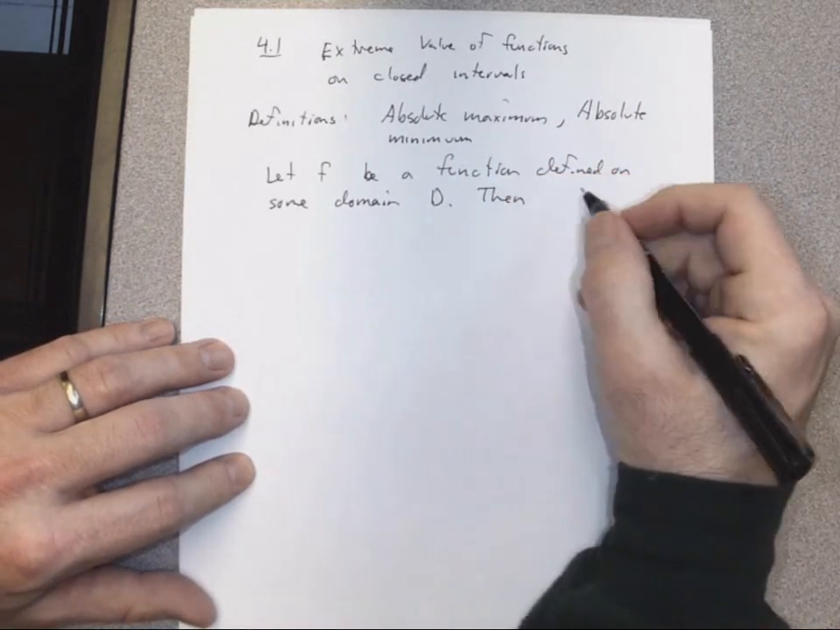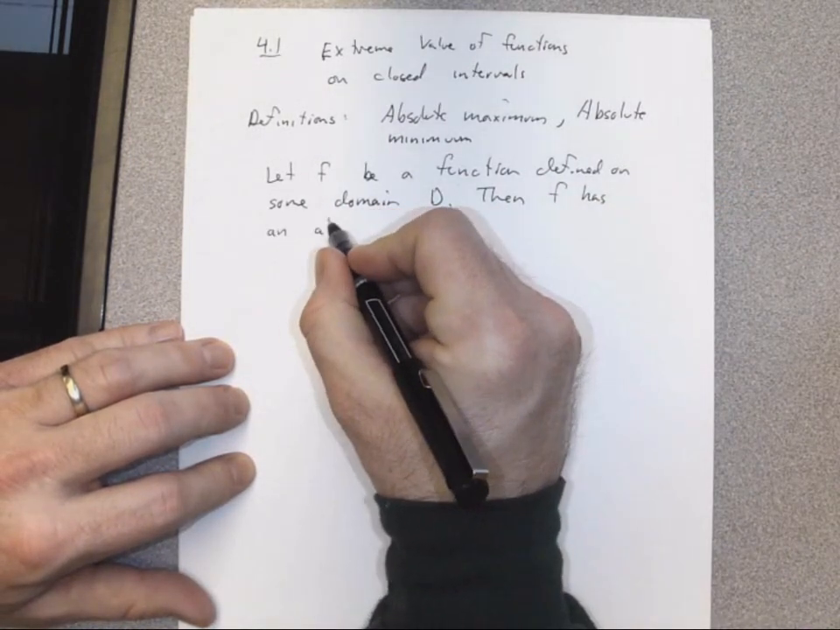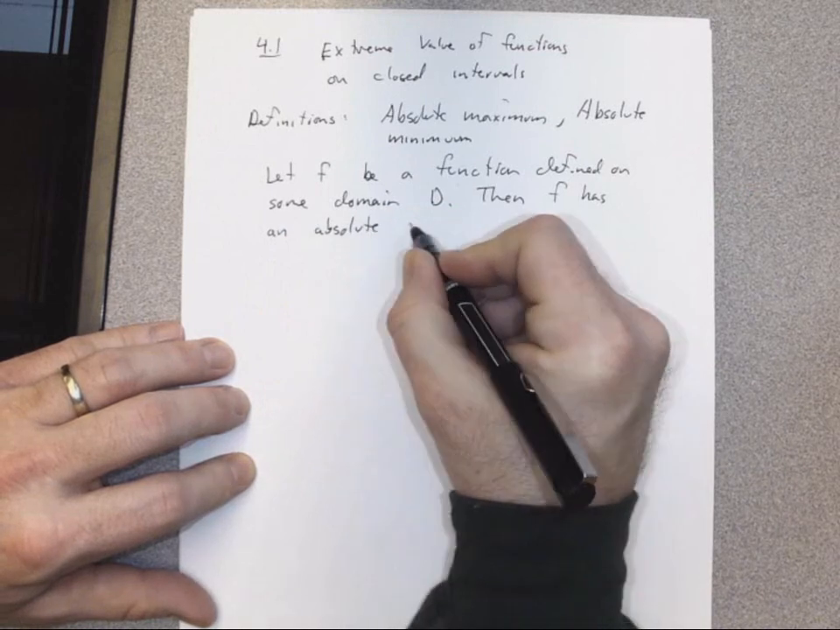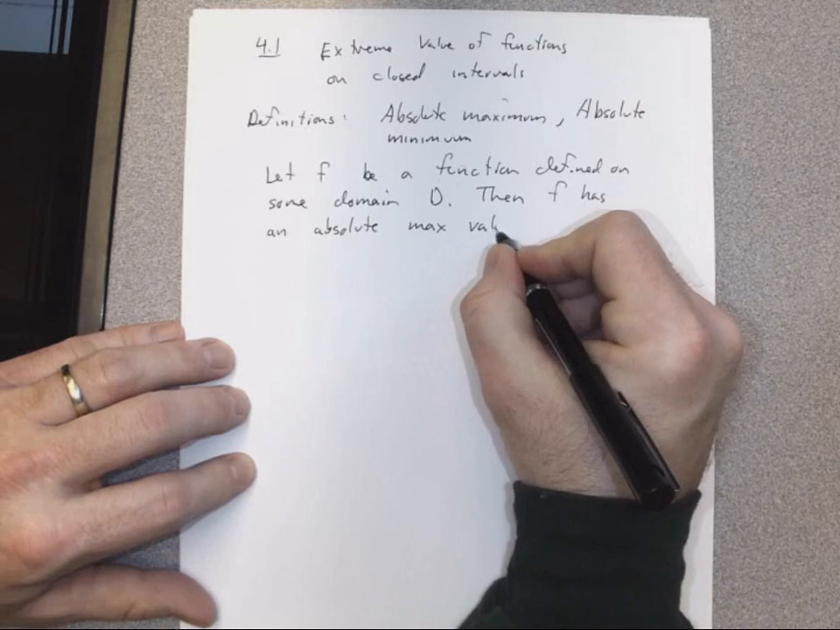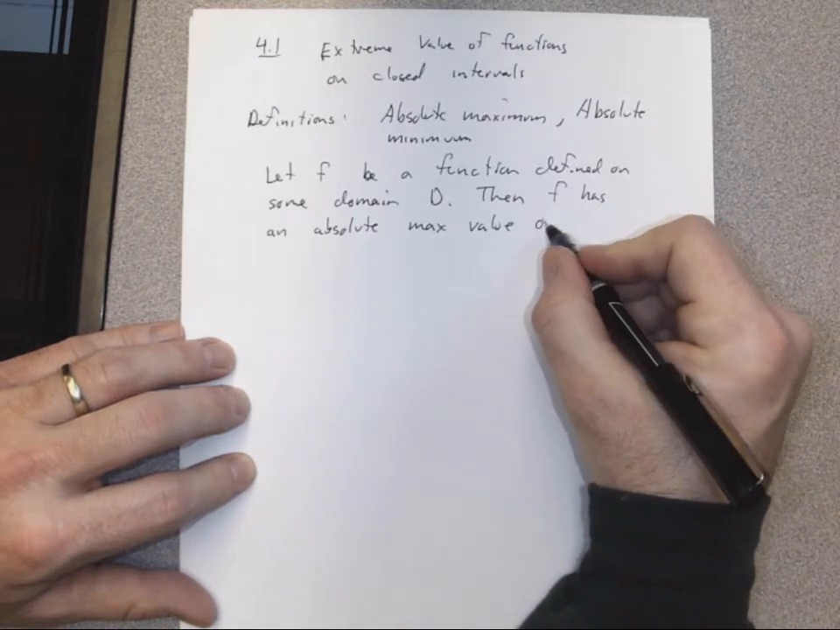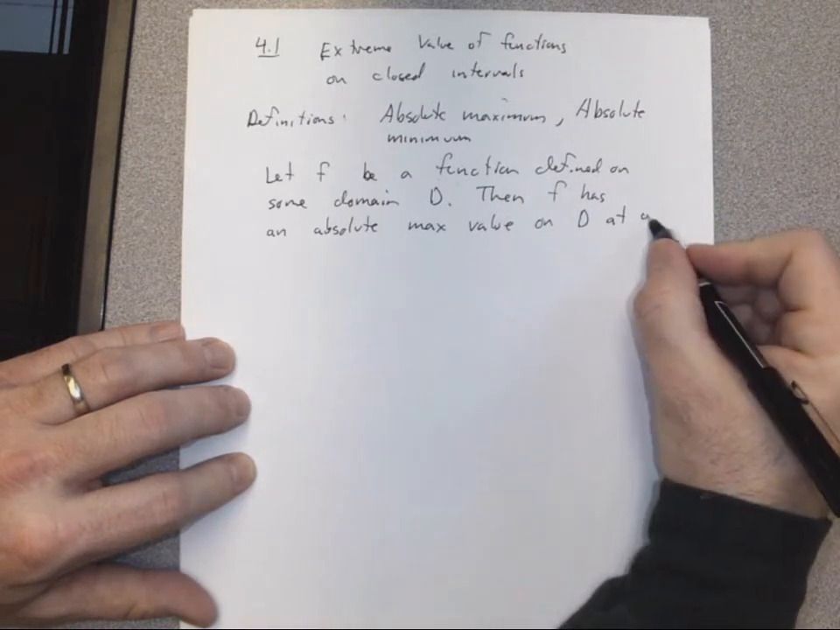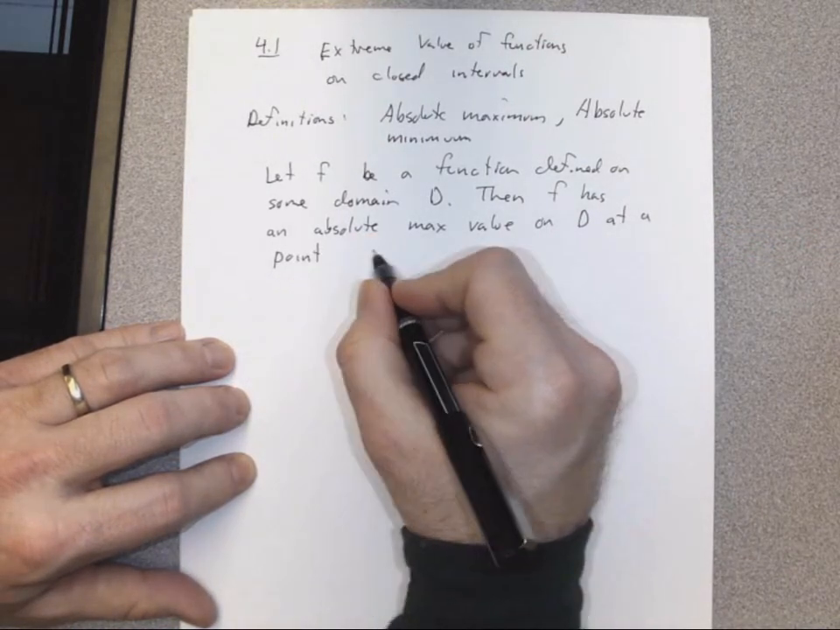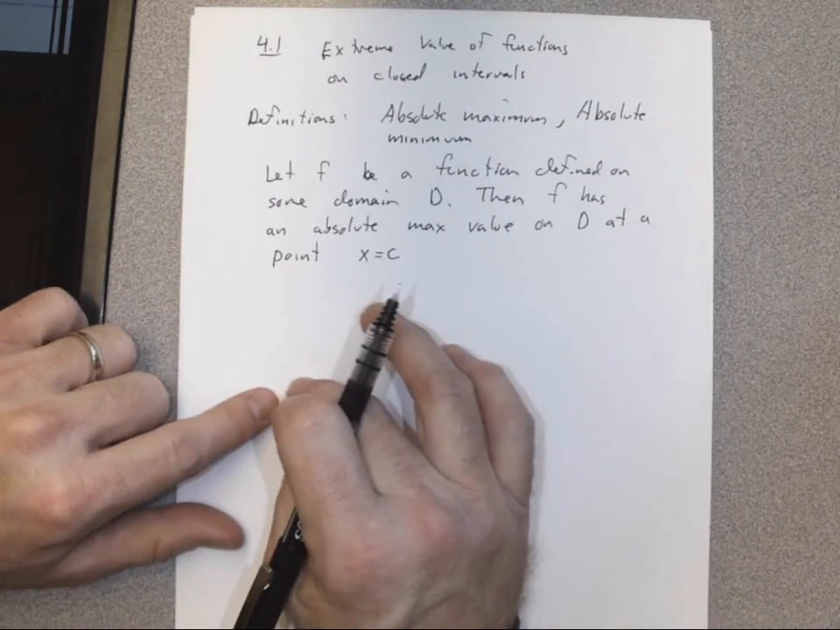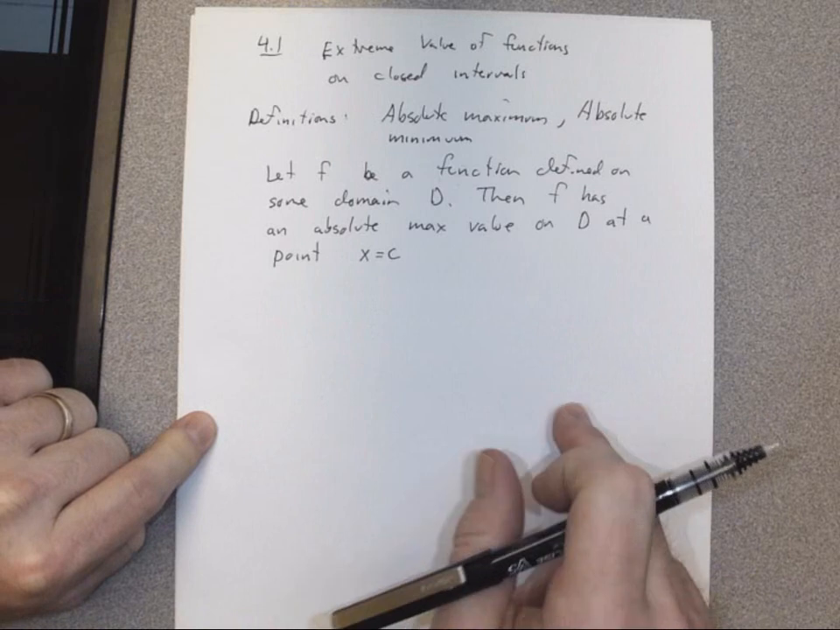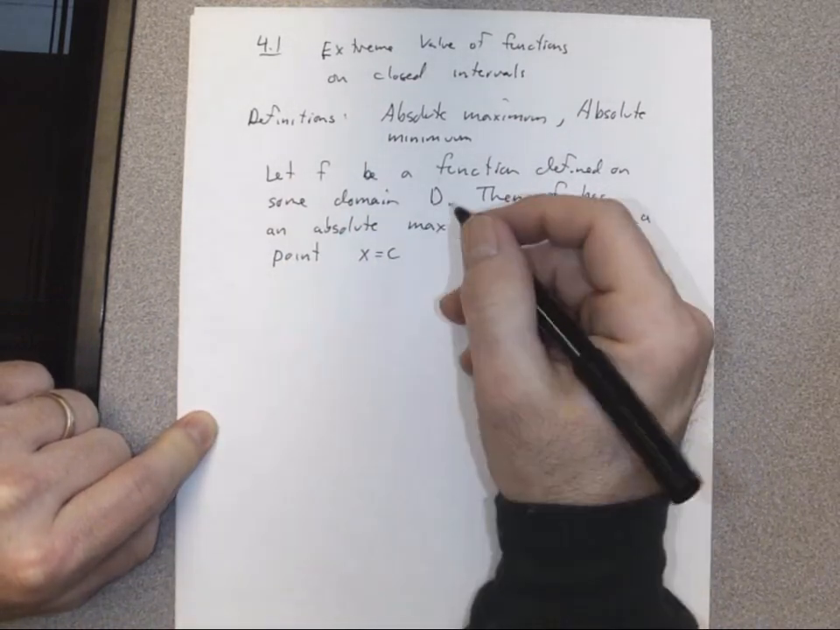Then f has an absolute maximum value on D at a point c. Point x equals c is what we mean by that, because when they say point, they really mean the x value of the domain, okay? So be careful. They're not talking about an ordered pair. They're just talking about a point inside this domain.